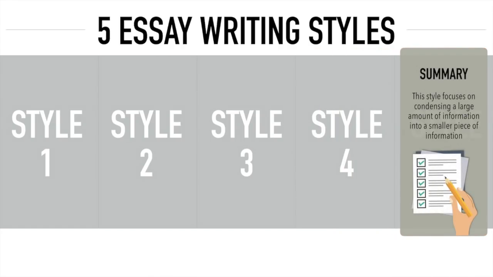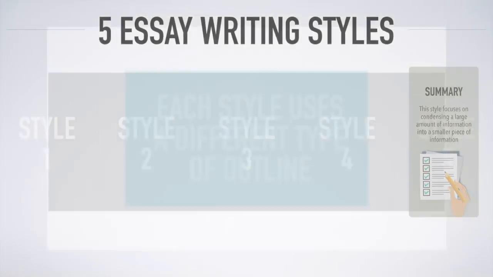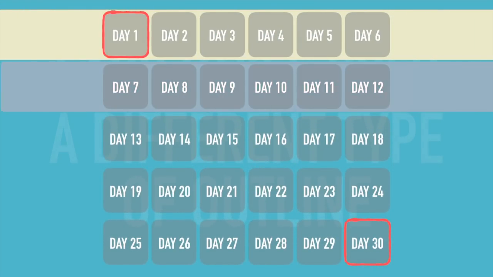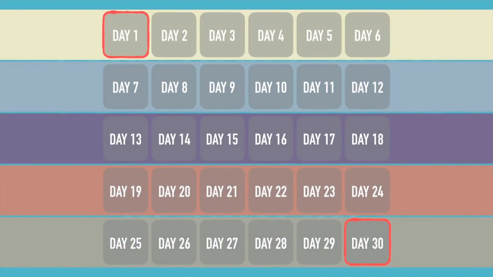And finally, you have the summary style. And this style focuses on condensing, or making smaller or shorter, a large amount of information into a smaller piece of information. Now, each style uses a different type of outline. And today, I am going to teach you the 30-day plan that will help you master all 5 styles.